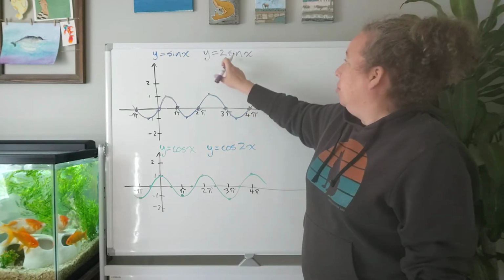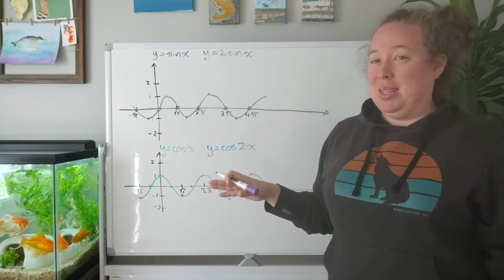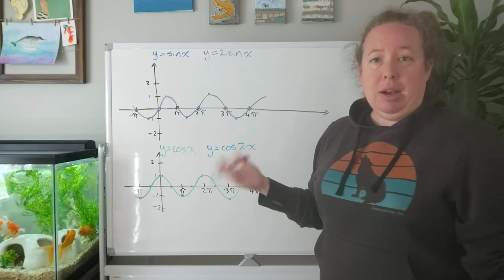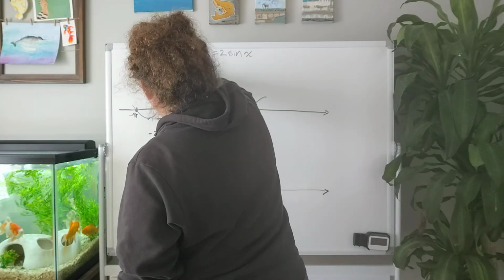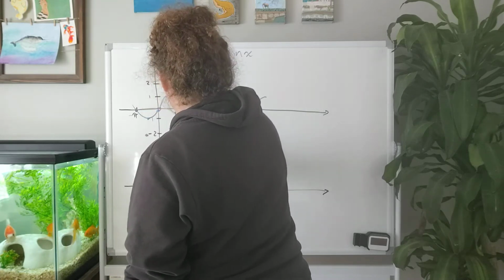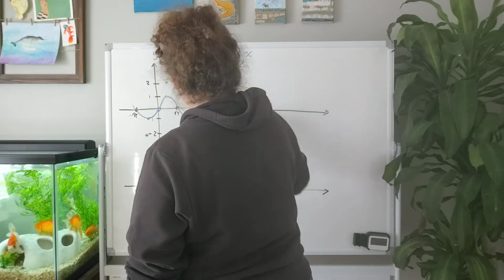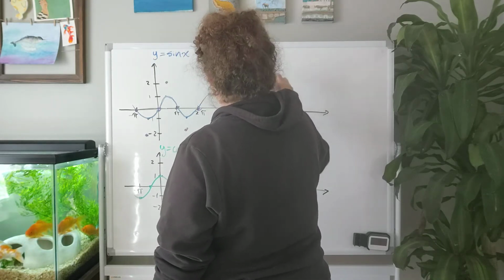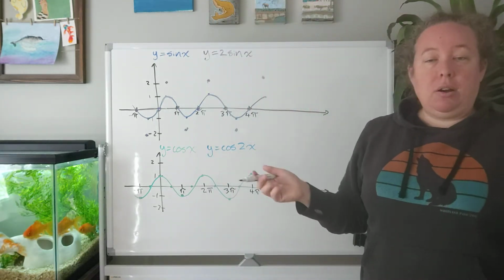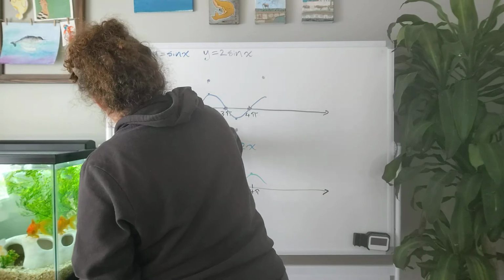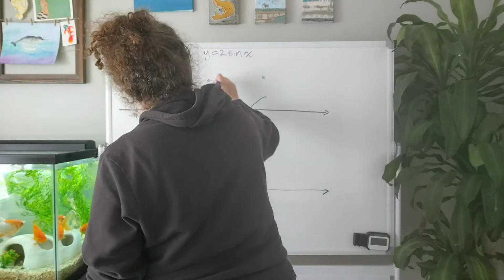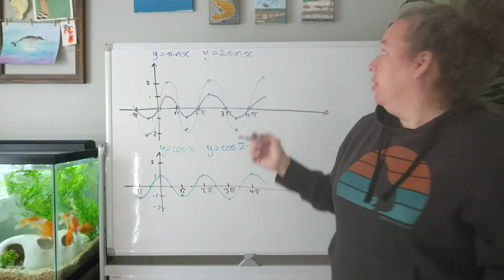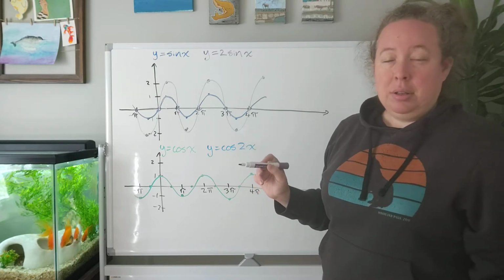Now, we know that the amplitude is 2 instead of 1. So that means that everywhere that sine is 1, now it's going to be 2. And everywhere that sine is negative 1, now it's going to be negative 2. So we can put these points in here, and then all we have to do is connect the dots. And voila! Now we have the graph of 2 sine x.